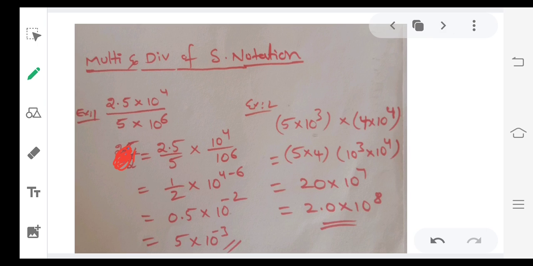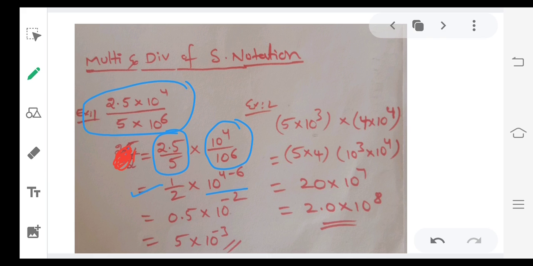I have taken this number, this is a division: 2.5 into 10 power 4 by 5 into 10 power 6. First we will separate the exponential forms and the numbers. 2.5 by 5 into 10 power 4 by 10 power 6. So 2.5 by 5 means exactly 1 by 2, into 10 power 4 minus 6. This 10 power 6 in the denominator becomes 10 power minus 6.